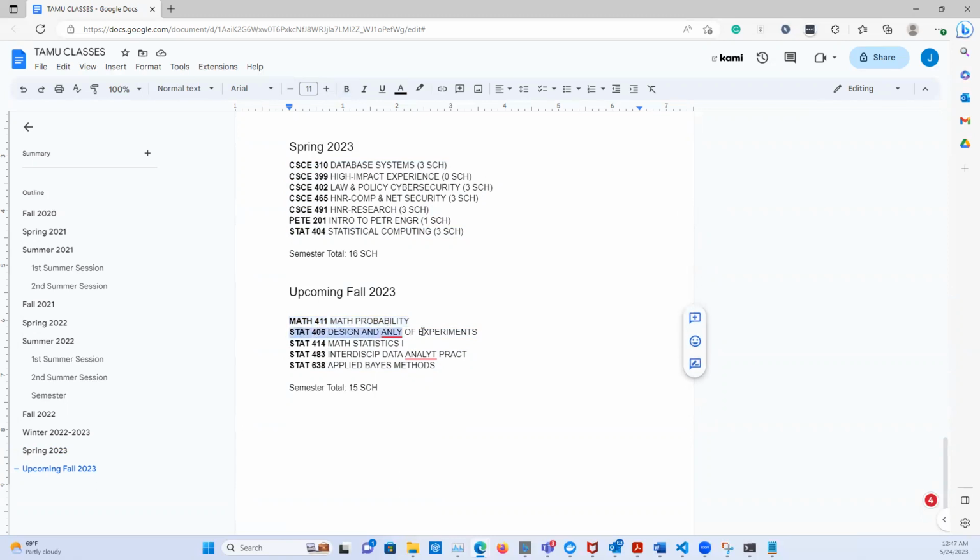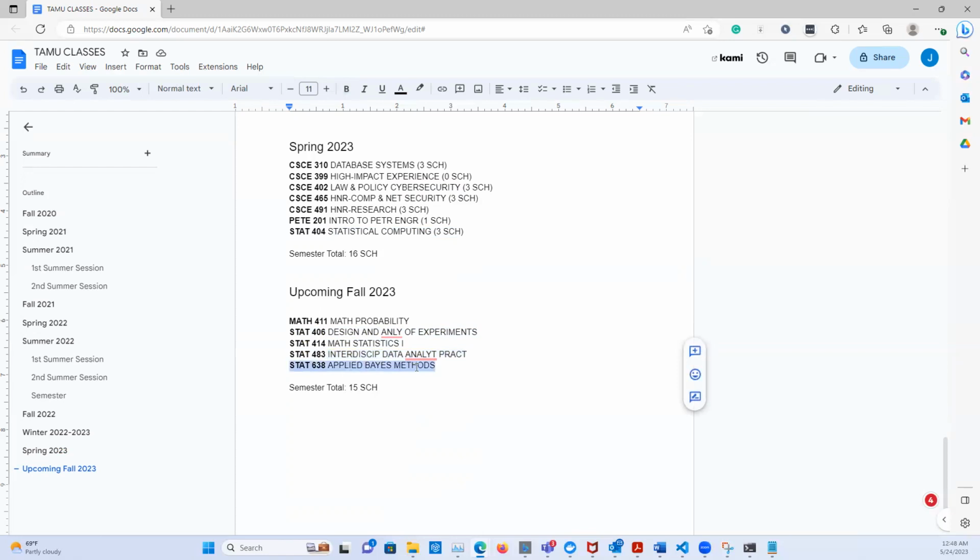So next is the design experiments class. Apparently we do how to design experiments. I'm not really sure yet, I haven't taken it. But the other class that's useful for the data analytics certificate is the interdisciplinary data analytics practicum. And so this is the capstone for statistics. There's two capstones, but I'm taking this one for the certificate.